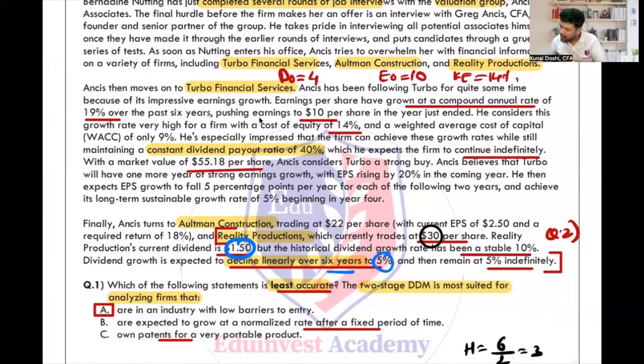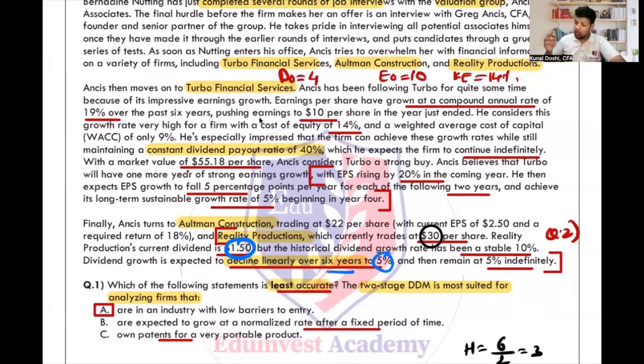Alex considers it a strong buy, believes that Turbo will have one more year of strong earnings growth, with EPS rising by 20% in the coming year. He then expects EPS growth to fall 5 percentage points per year for each of the following 2 years. So 20% it will grow in the coming year, and then it will fall by 5 points each year and achieve a long-term sustainable growth rate of 5% beginning in year 4. Beginning in year 4 means end of year 3.